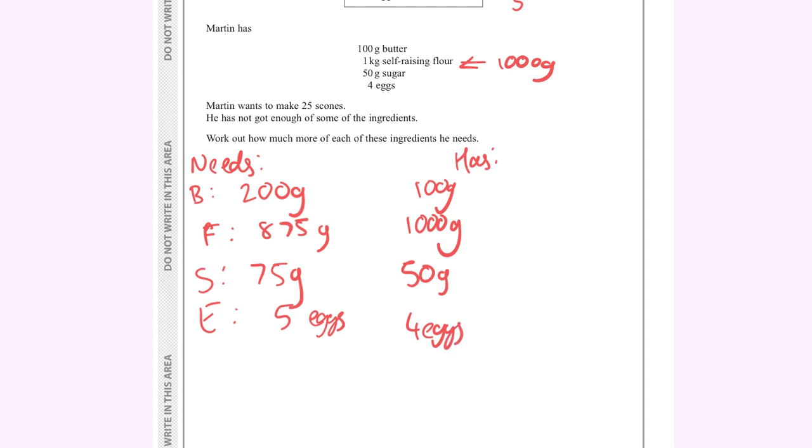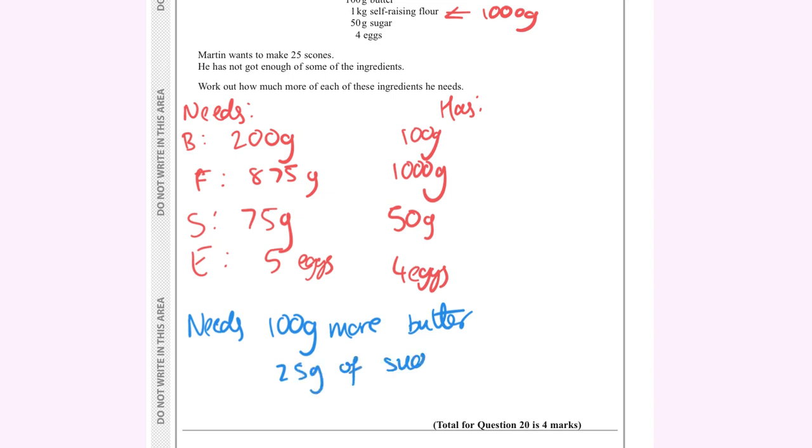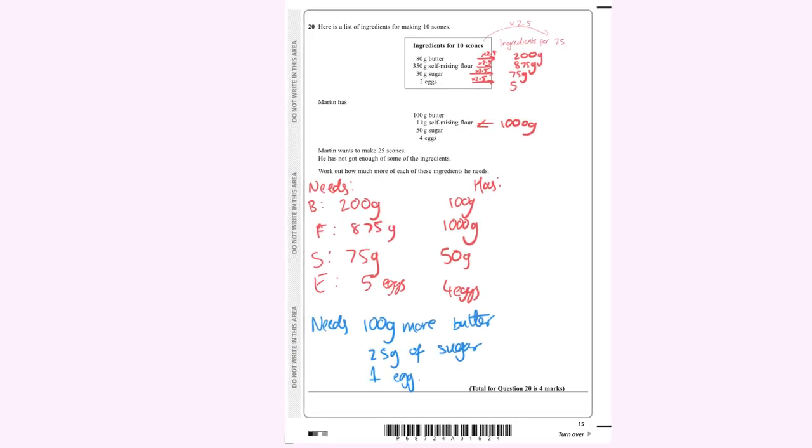Okay, so we need to work out how much more he needs. So he needs 100 grams more butter. His flour's fine, he's got plenty of flour. He needs 25 grams of sugar. So we go from, he's got 50, he needs 75, and he needs 1 egg. And then he's all good, ready to do his baking, once he's got all that. Alright.